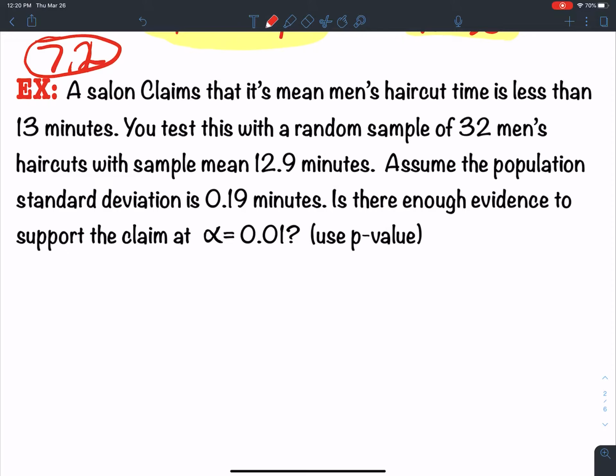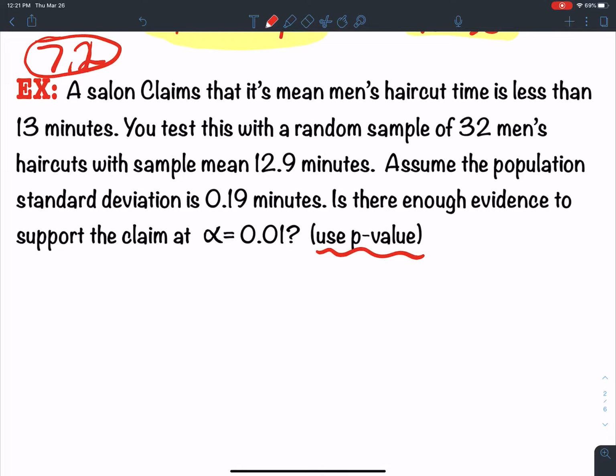A salon claims that its mean haircut time is less than 13 minutes. You test this with a random sample of 32 men's haircuts with a sample mean of 12.9 minutes. Assume the population standard deviation is 0.19 minutes. Is there enough evidence to support the claim at alpha 0.01? Use p-value. Okay? So, what's going on here?